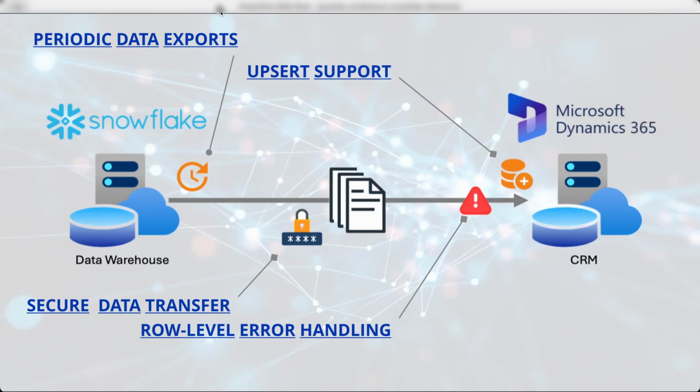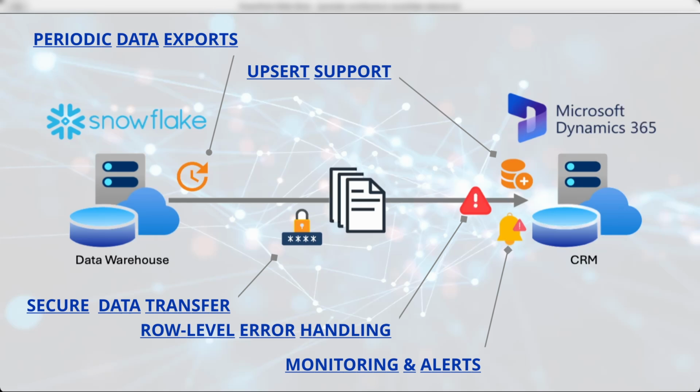Row-level error handling. Not every row of data will process successfully. The pipeline must capture errors at the row level, log them for review, and allow for retries without disrupting the entire workflow. Monitoring and alerts. Finally, the pipeline should include monitoring and alerting capabilities so you can track performance, identify issues, and take action when something goes wrong. These requirements ensure that your integration is secure, scalable, and reliable, whether you're working with Snowflake and Dataverse or any other combination of systems.